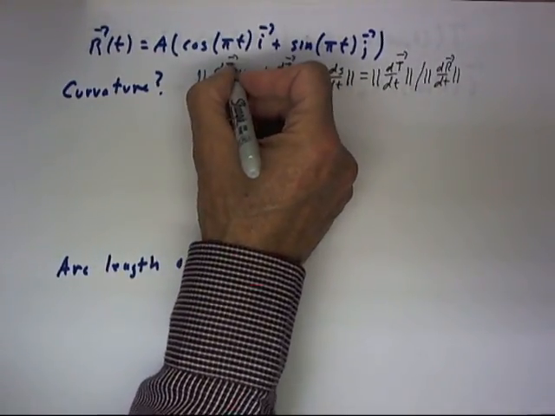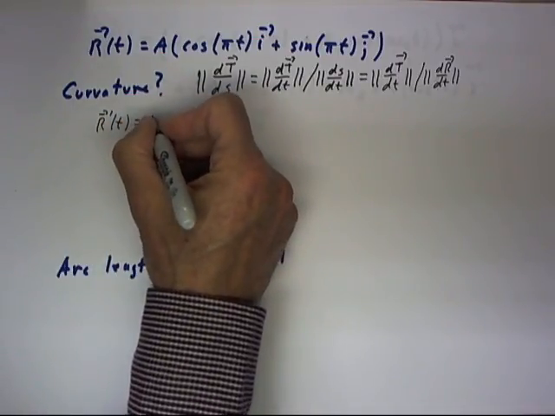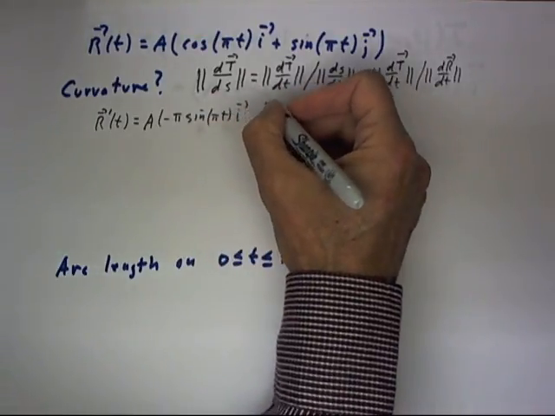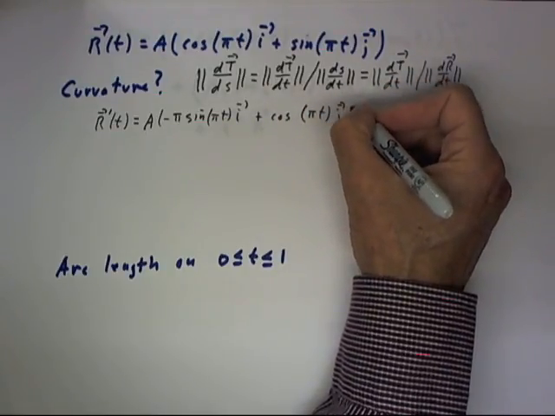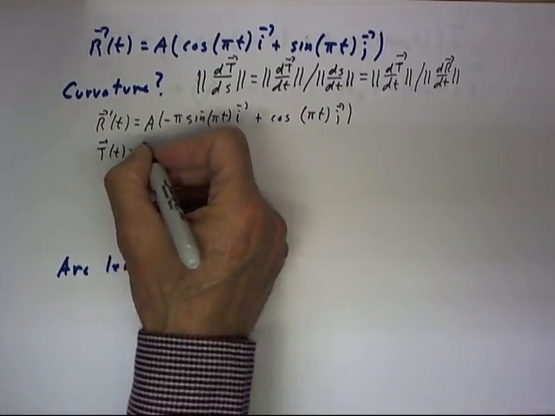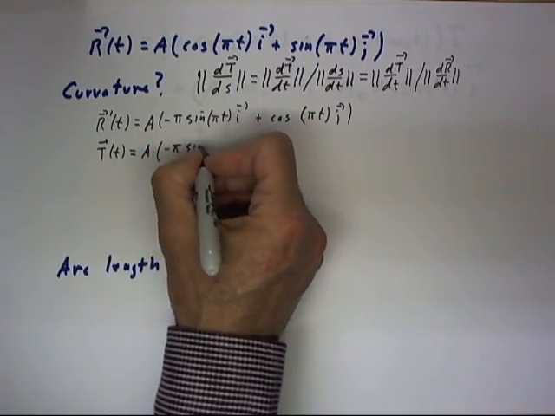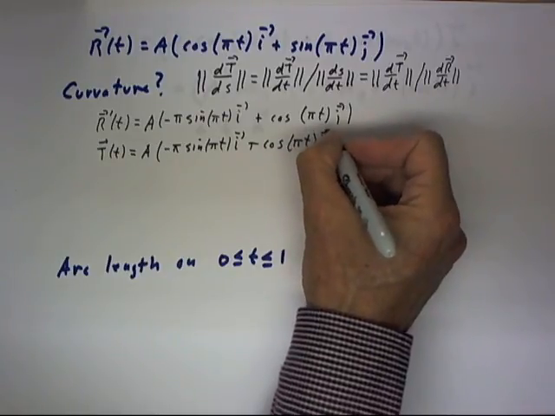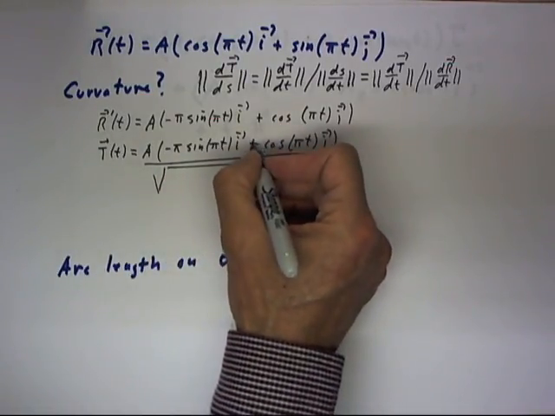Now, what's our unit tangent vector? First of all, r prime of t equals a times negative pi sine of pi t i plus cosine of pi t j. So our unit tangent vector equals what? A times this, negative pi sine of pi t i plus cosine of pi t j, divided by the magnitude of this vector, which is going to be the square root of the sum of the squares of the i and j components.